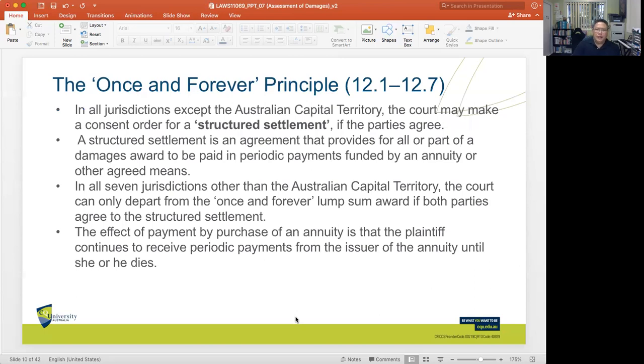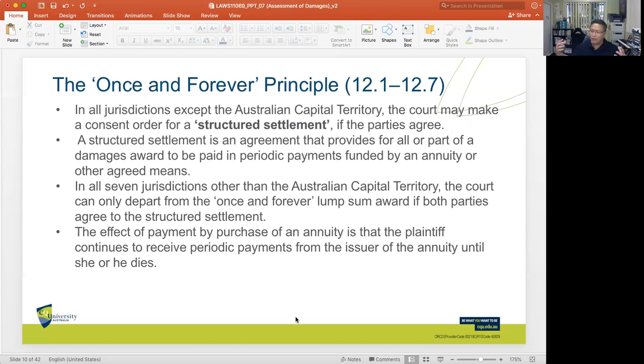So, although we say that as a matter of common law, what the courts will typically do is to issue an order for the payment of an award in terms of money as a lump sum. In all jurisdictions except the Australian Capital Territory, the court may actually make a consent order for a structured settlement if the parties agree. So it doesn't have to be a lump sum that is ordered. It can be a consent order.